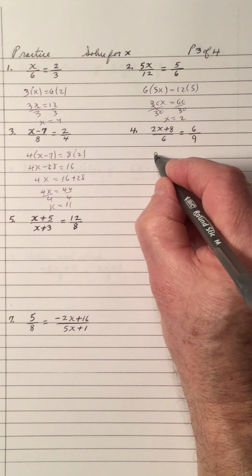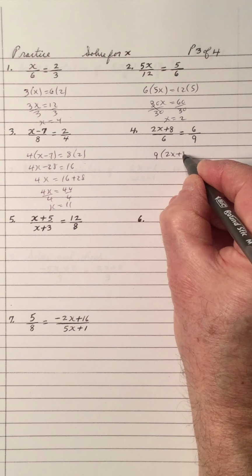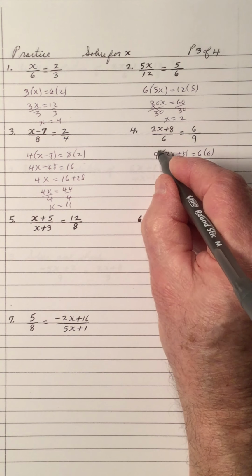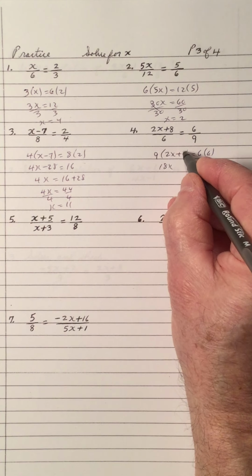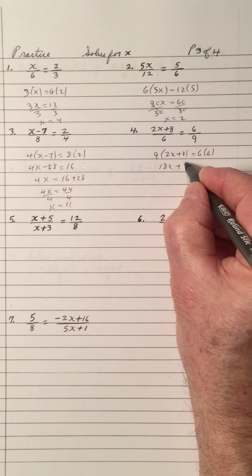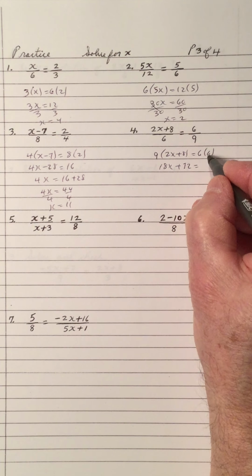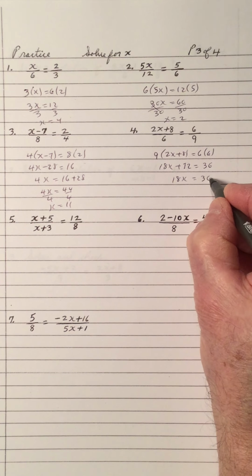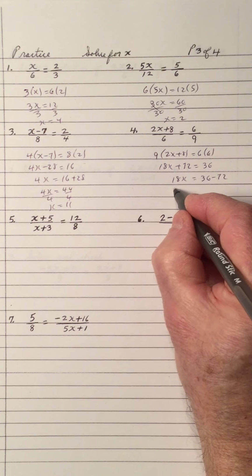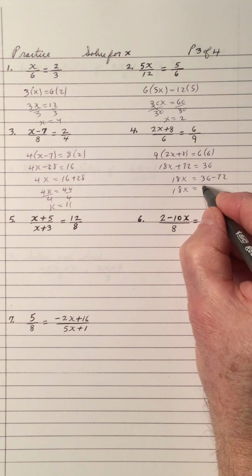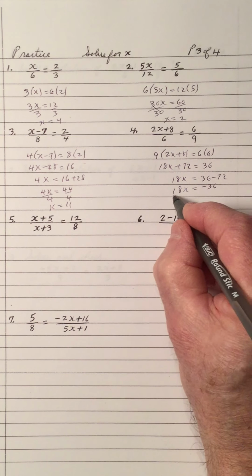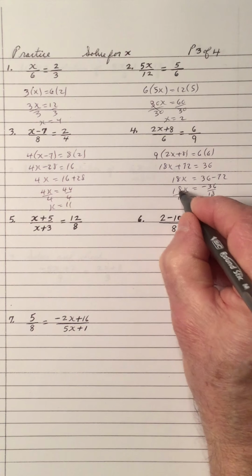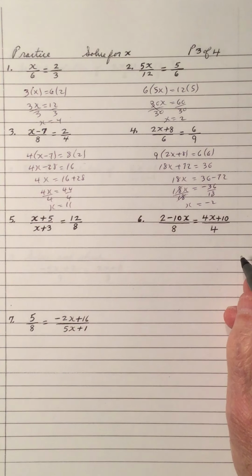Number 4, 9 times 2x plus 8 equals 6 times 6. 9 times 2x, 18x. 9 times 8, 8 nines are 72. 6 times 6 is 36. 18x is by itself. 36 minus 72. 18x equals, I think that's a negative 36. Divide by 18, and I get x equals negative 2. Remember, the 18's cancel to give me a 1.